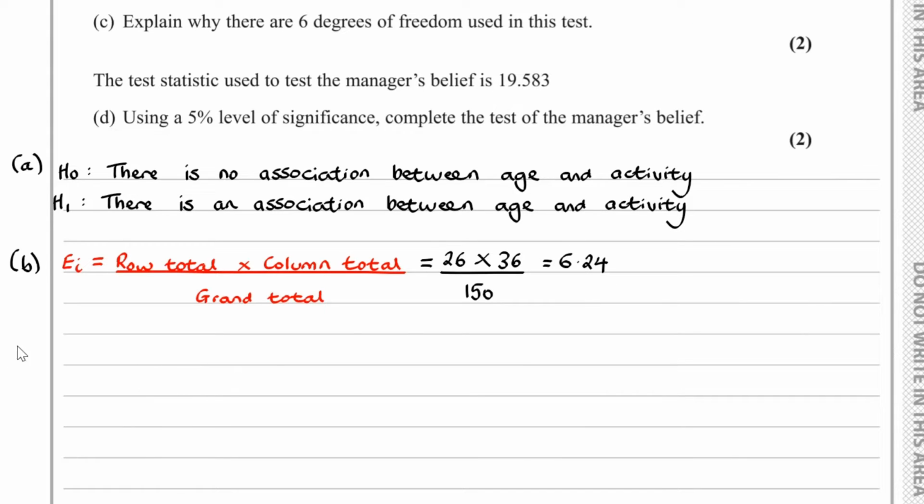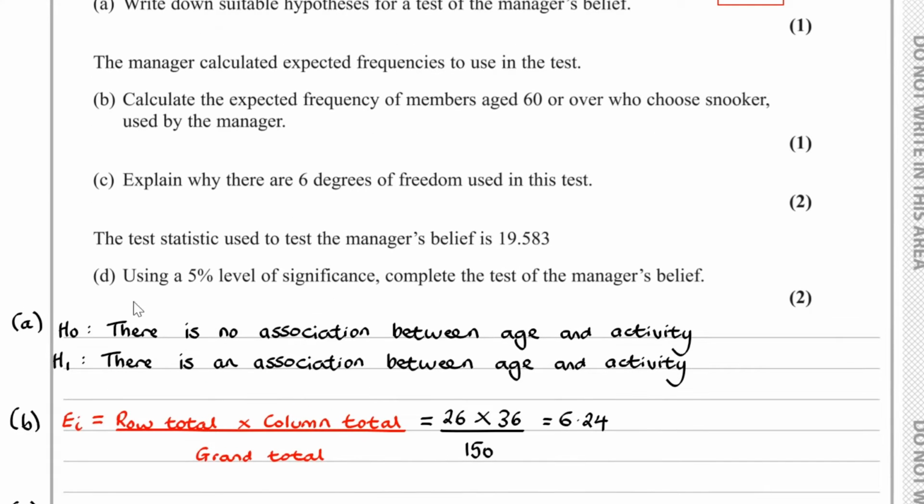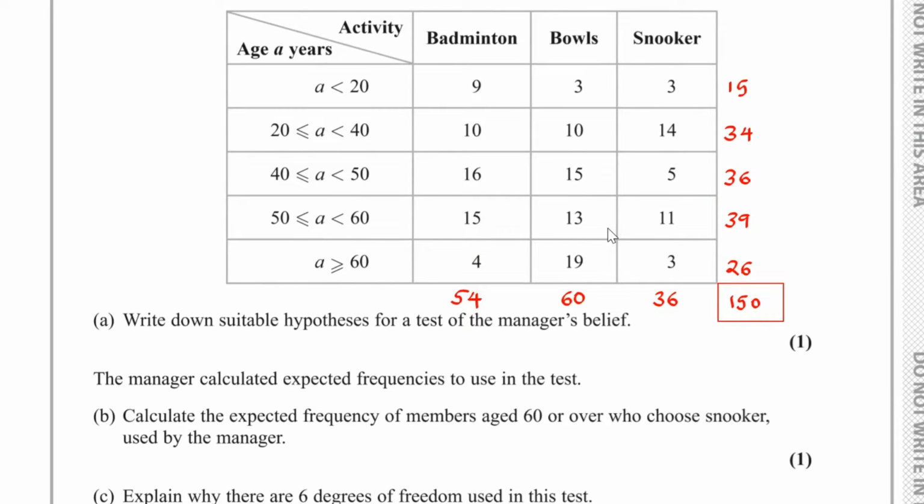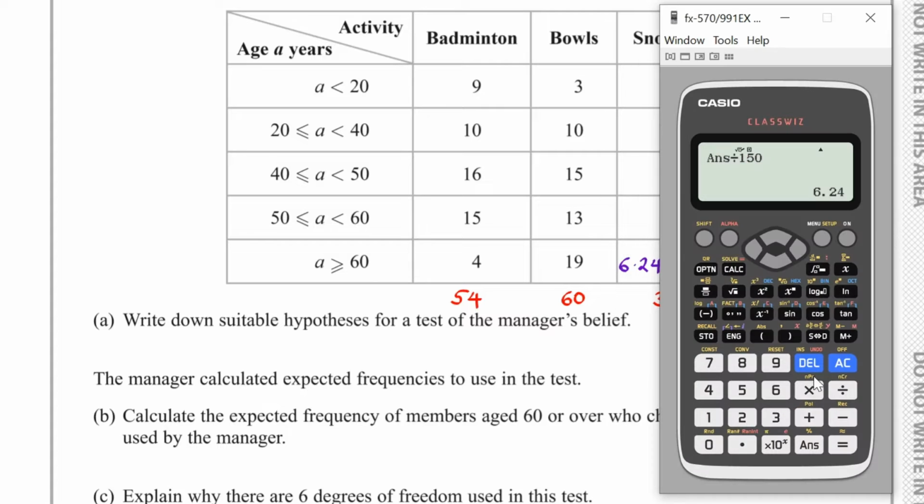Now for part C, we have to explain why there are 6 degrees of freedom used in this test. Well, what we can do first of all is work out all the expected frequencies. Once we do that, if we see that any expected frequencies are less than 5, we'd have to combine the cells together. So here we just worked this to be 6.24. Let's work out the rest of them.